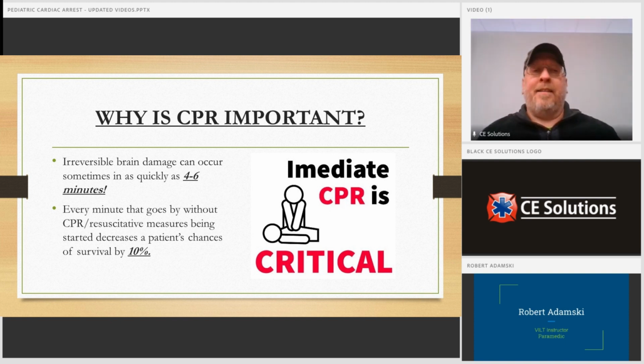And realize that every minute that goes by without EMS, other first responders, or the lay bystander, just Joe Snuffy on the street, the Good Samaritan, starting CPR or other resuscitative measures, decreases that patient's chance of survival by 10%. Every minute, every 60 seconds. That is why CPR is critical.